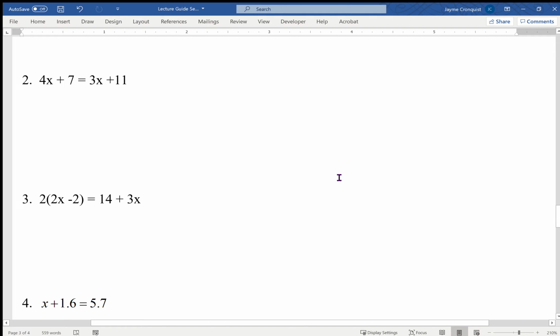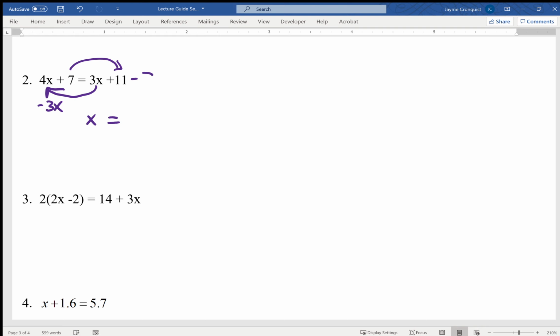All right, here, 4x is positive. Subtract 3x, that's what I want to do. So I'm going to move the x over here, which is going to leave me with x. And I'm going to move the 7 over here. 11 minus 7 is 4. There we go.